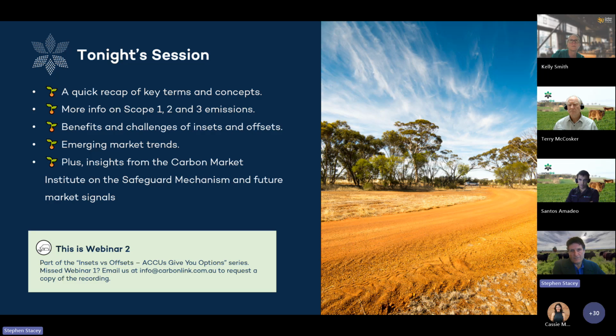We'll look again at offsets and insets, what this actually means and how you can achieve both with a soil project. The ACCU scheme is a market mechanism and the ACCU is a financial product. So we're going to hear what the main market levers are and what is creating demand for your precious ACCUs. We have a new term to introduce that after tonight you will start hearing it everywhere, and that is the safeguard mechanisms.